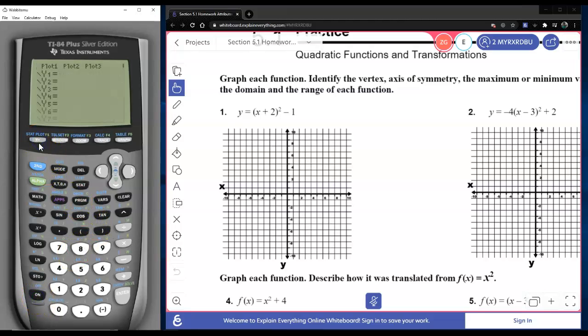So go to the y equals screen, and let's go ahead and type in parentheses x plus 2 close parentheses squared minus 1. And I'd like for you to make a table. We're going to go to our table here by clicking second graph.